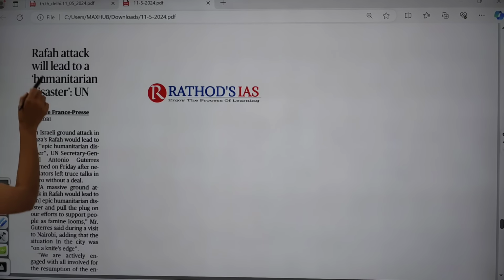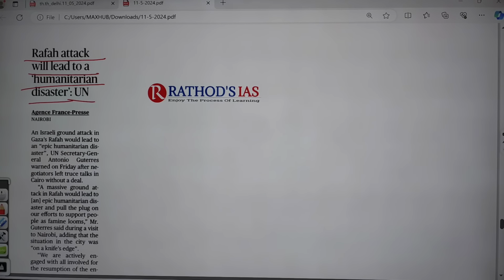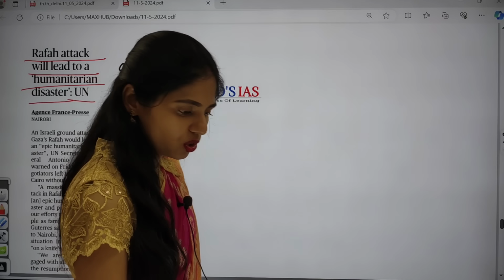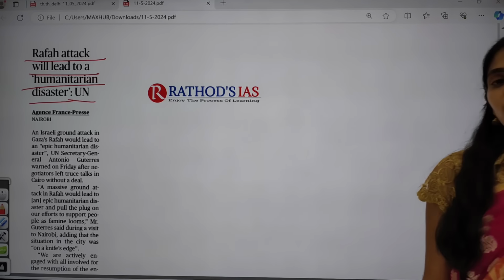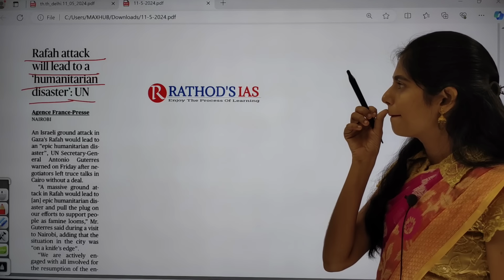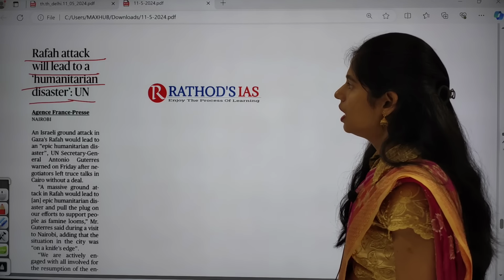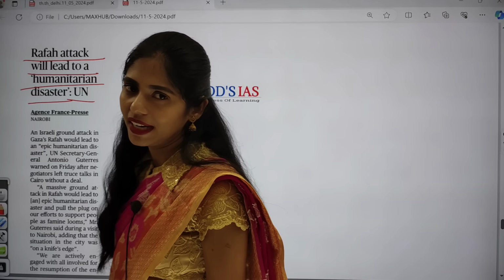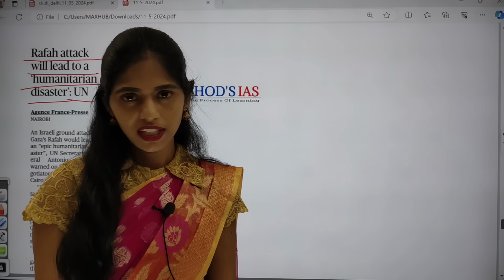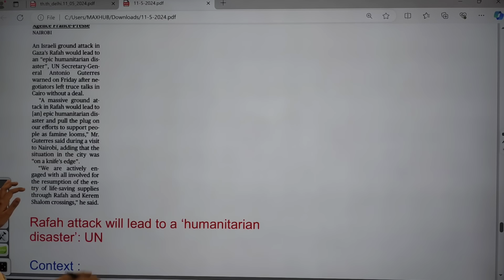It is about how a Rafah attack will lead to a humanitarian disaster, says the United Nations. Where is this Rafah located? Rafah is in the southern part of the Gaza Strip, right? And recently we saw that Iran wants to close this Rafah border, so that the people living here in the West Bank will not get proper humanitarian aid. Yes or no? That is the thing, right? Now let us see what this article is talking about.